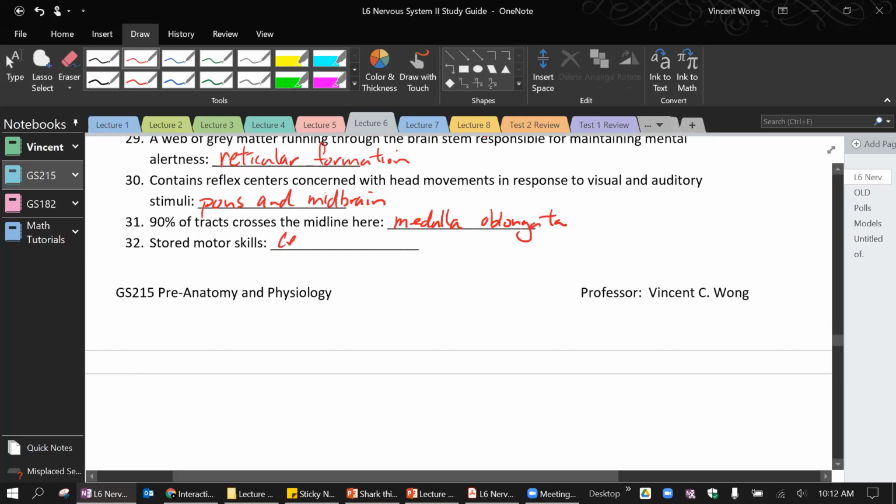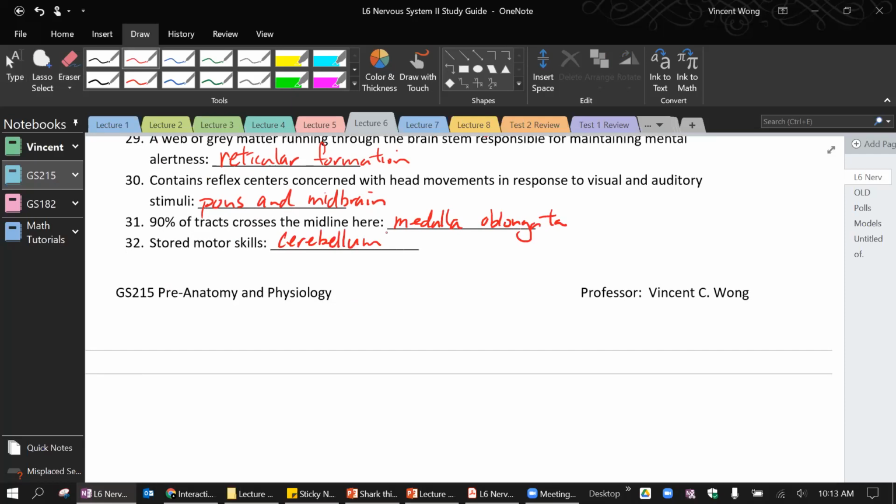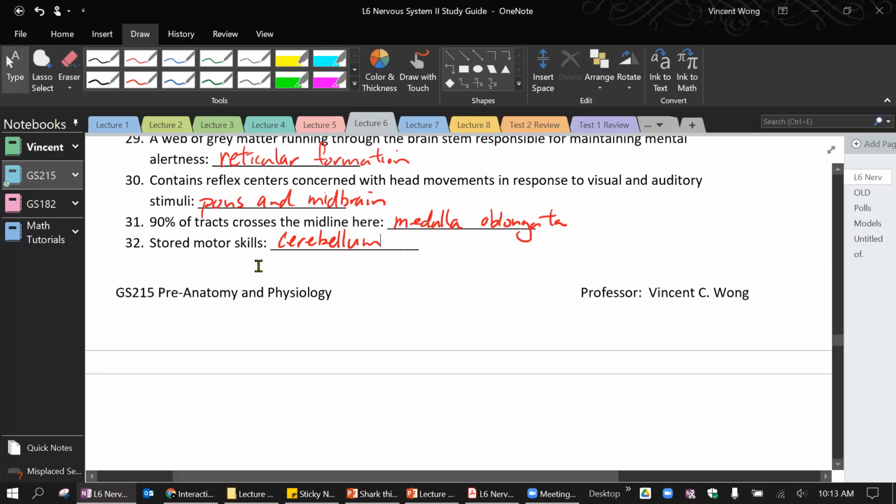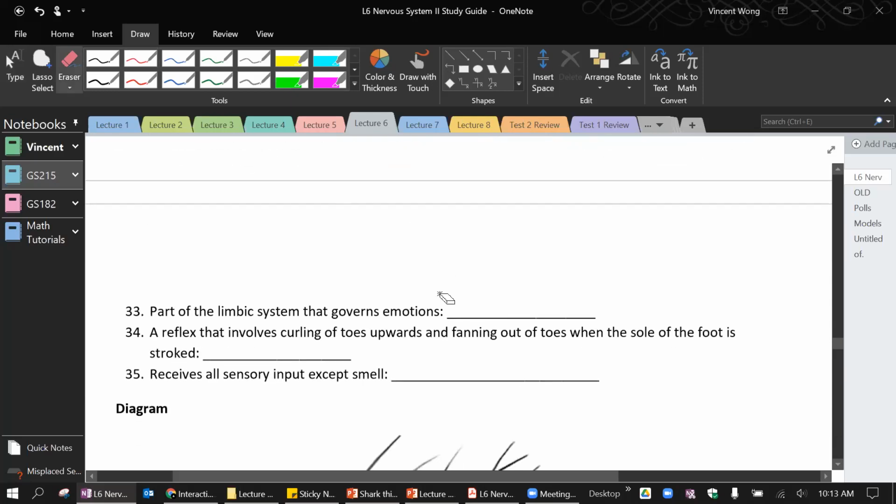Store motor skill, that is the cerebellum at the back. Typing, riding a bike, shooting a basketball, executing some moves in a video game. Those are all motor skills. Part of the limbic system that governs emotion, that is the amygdala.